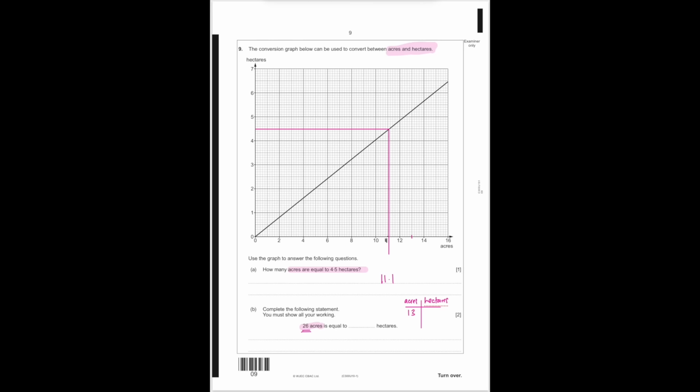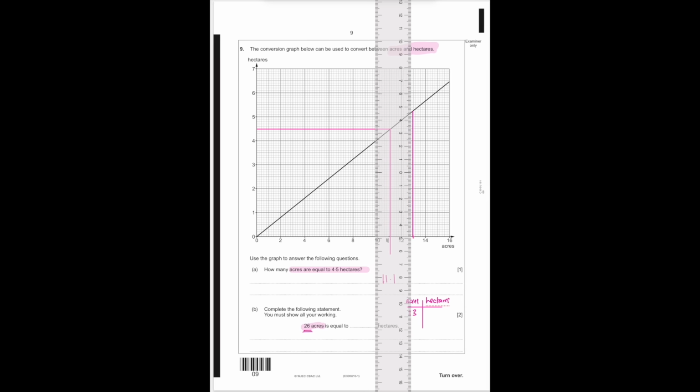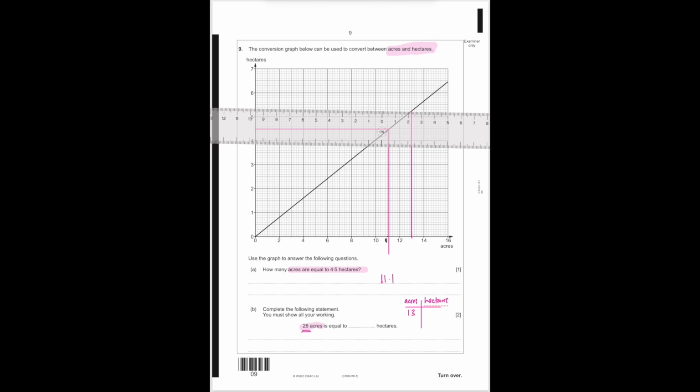So 13 would be here. So again, you need your ruler. We're working the other way around this time. So line your ruler up where 13 is. Draw a line to where it meets the conversion graph. Turn your ruler around. Line it up with where it cuts the graph. And then read across to the other axis. So we are reading to this point here.